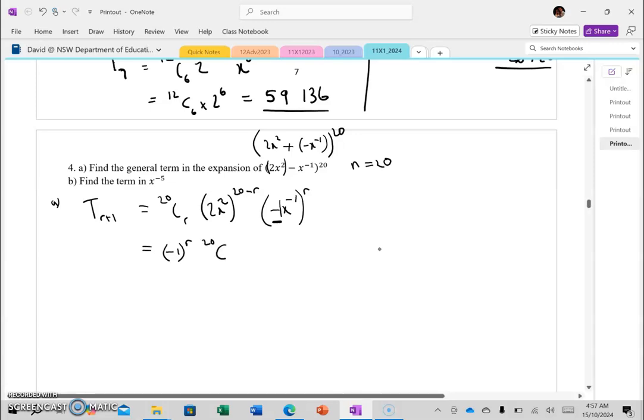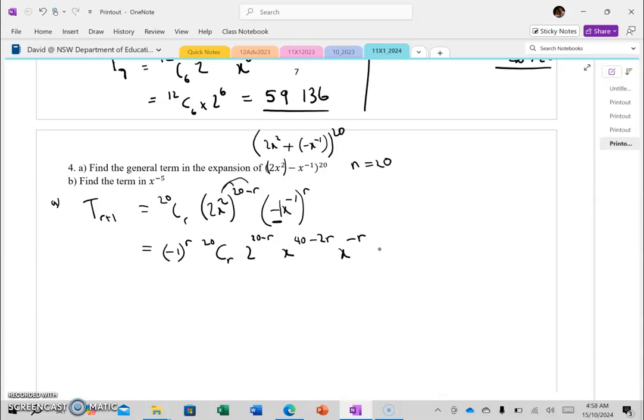Then we've got 20Cr. I've got 2 to the power of 20 minus r. Then I've got an x. Now I'm going to multiply these together because I'm using the index law. So that'll be x to the 40 minus 2r. I've expanded immediately. I've multiplied them out. And then that's x to the negative r times by r. That'll be x to the negative r there. Okay. So that's dealt with.